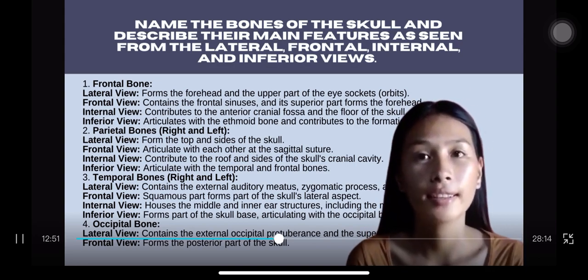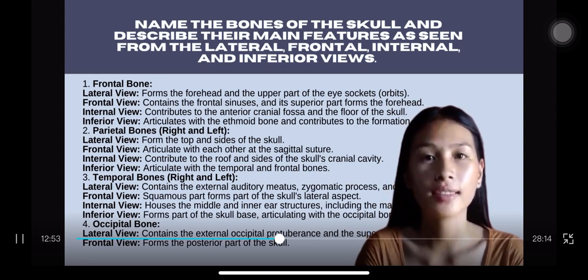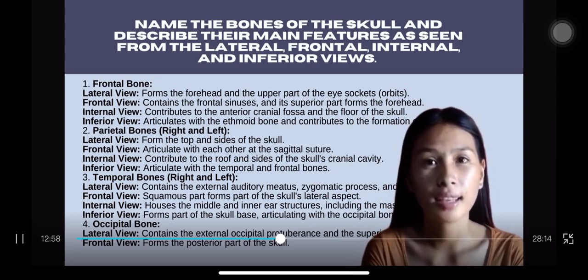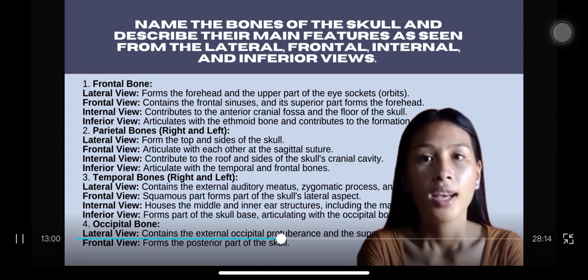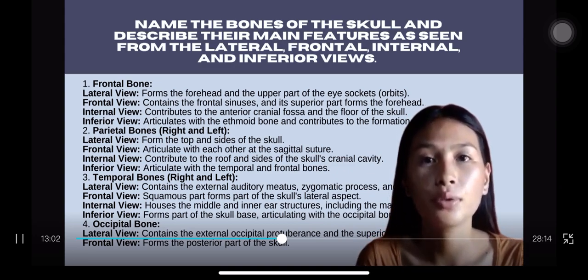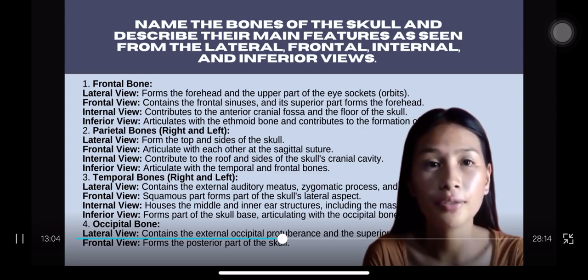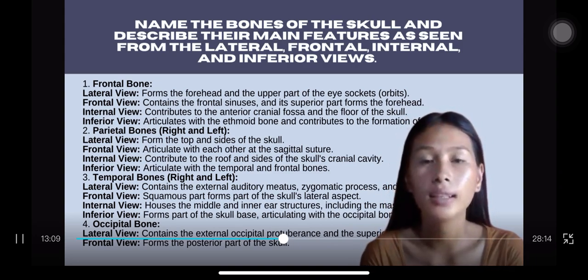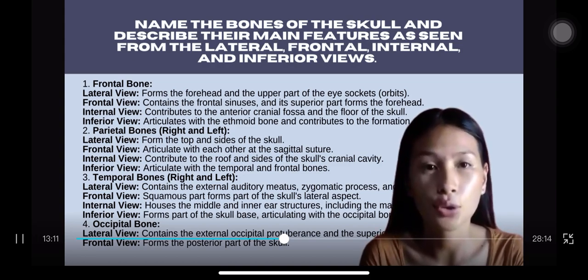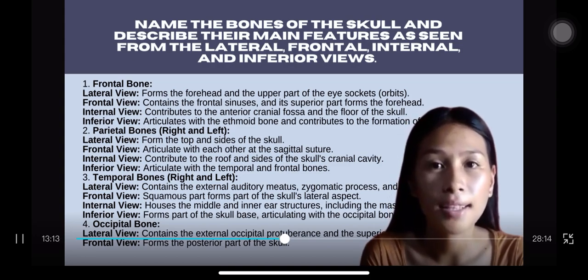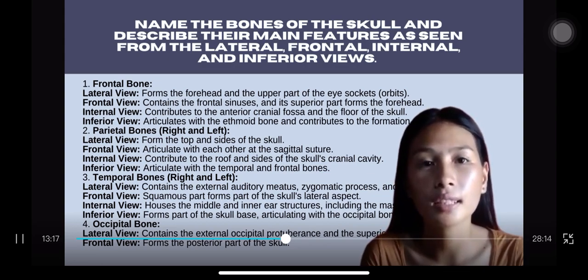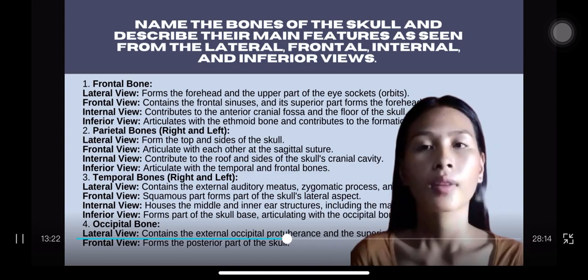Temporal bones, right and left. The lateral view contains the external auditory meatus, zygomatic process, and mastoid process. In frontal view, the squamous part forms part of the skull's lateral aspects. The internal view houses the middle and inner ear structures, including the mastoid air cells. The inferior view forms part of the skull base, articulating with the occipital bone.